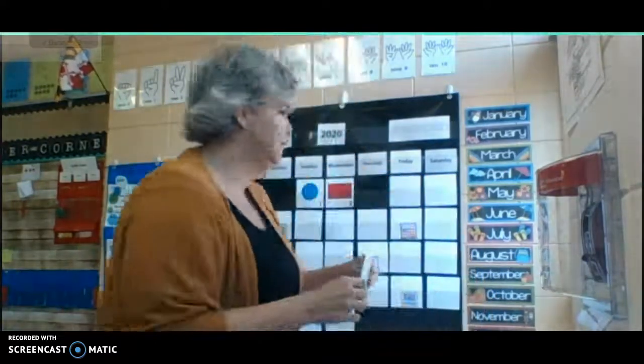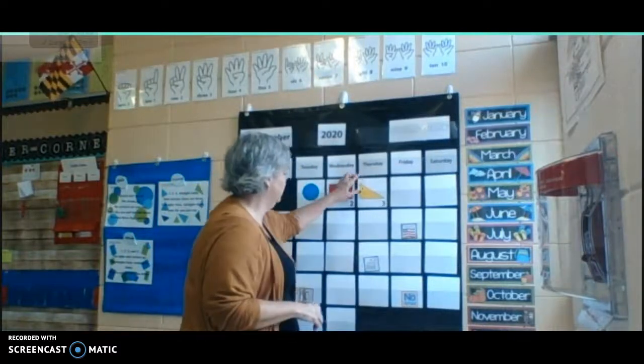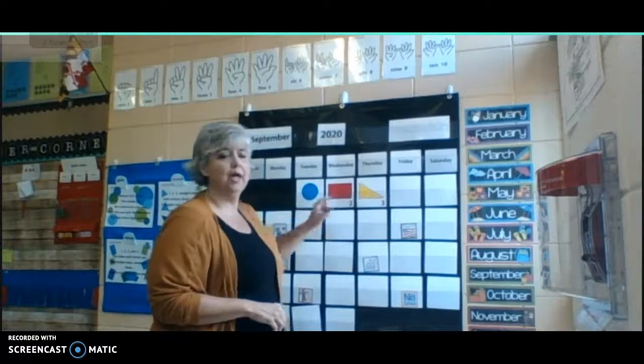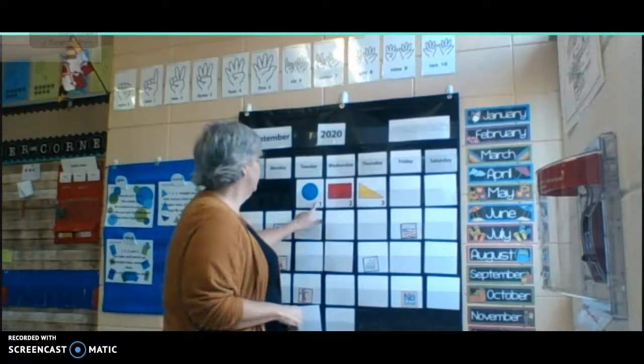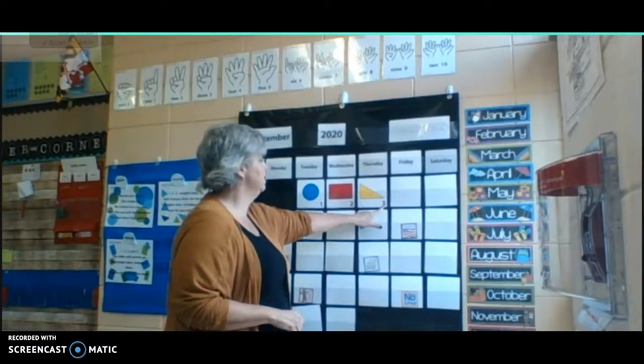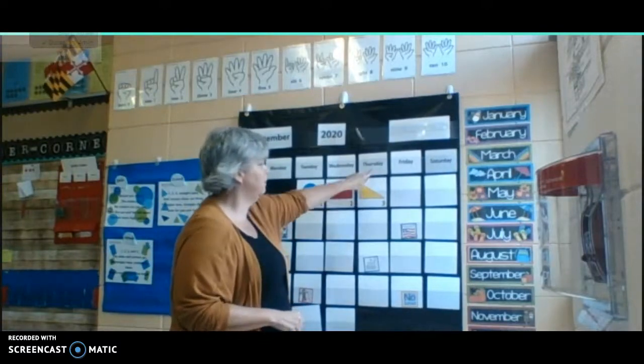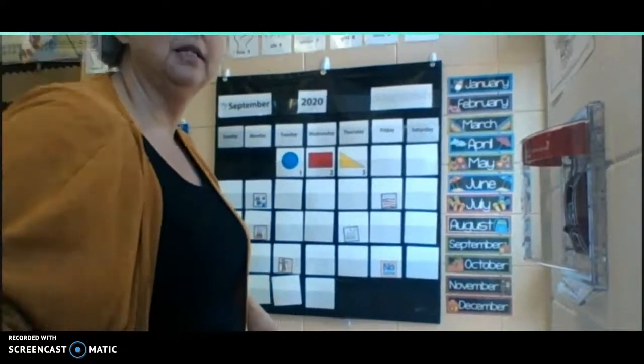So, very good guessing. So if we look up here, we have circle, rectangle, triangle. And if we count, 1, 2, 3. So today is September 3rd, 2020. If we go up here, it is Thursday. Let's go over the months together. I'm just going to fix this so you guys can see all the days as I point to them.